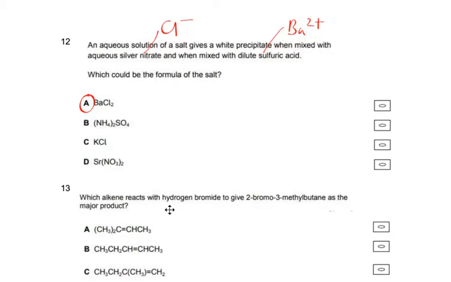The ammonium sulfate does not give a precipitate with either chemical. The potassium chloride only gives a precipitate with the silver nitrate, and the strontium nitrate will give a precipitate with the sulfate but not with the chloride.